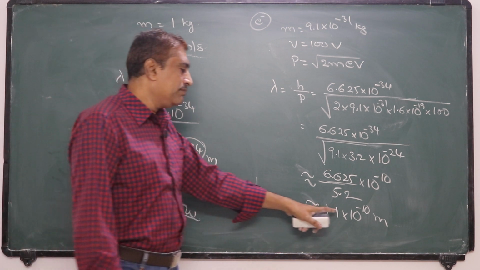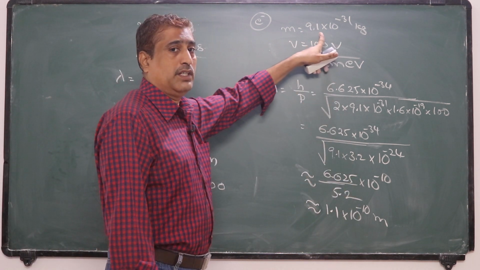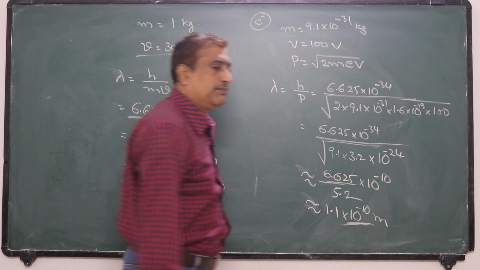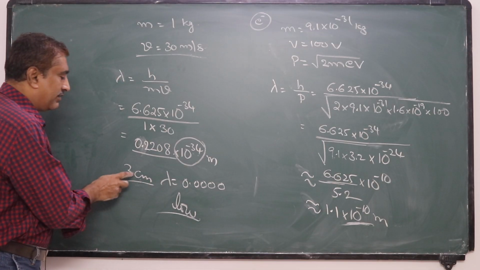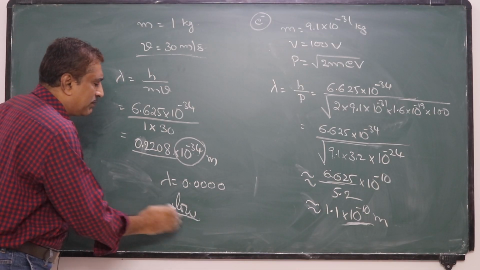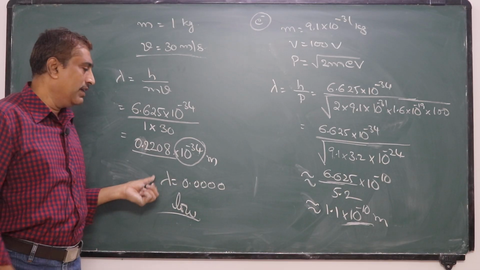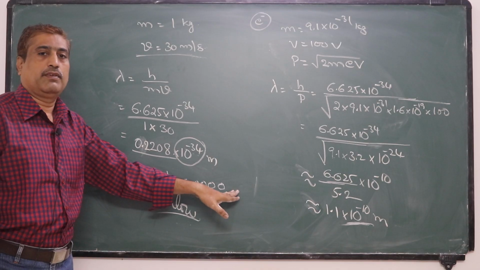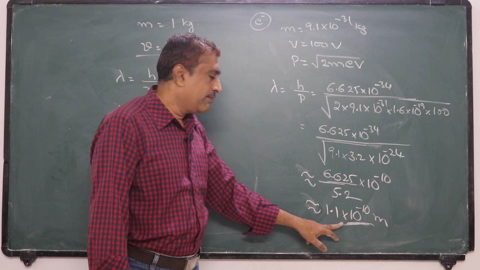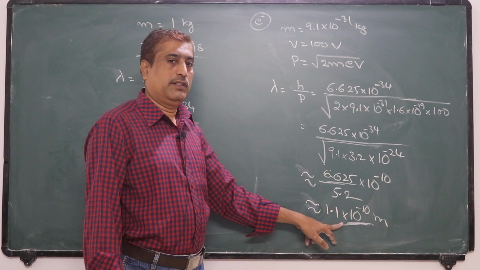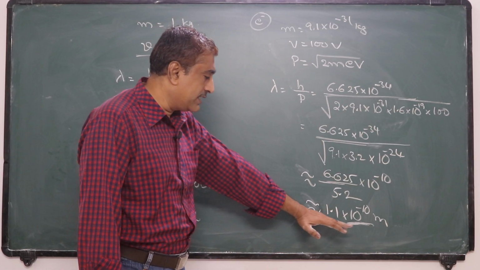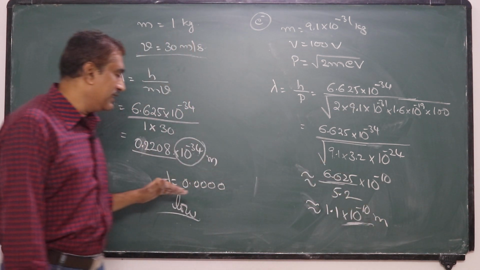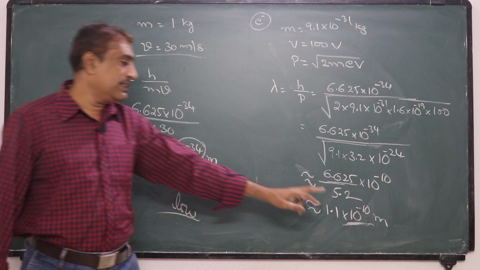But if we consider an electron, the size of the electron, this 10 to the power minus 10 is comparable. Whereas with the size of the ball, this wavelength is very, very small, practically zero. But when we consider an electron, the wavelength associated with it is significant. So in this case the wavelength is insignificant, and in this case the wavelength is significant.